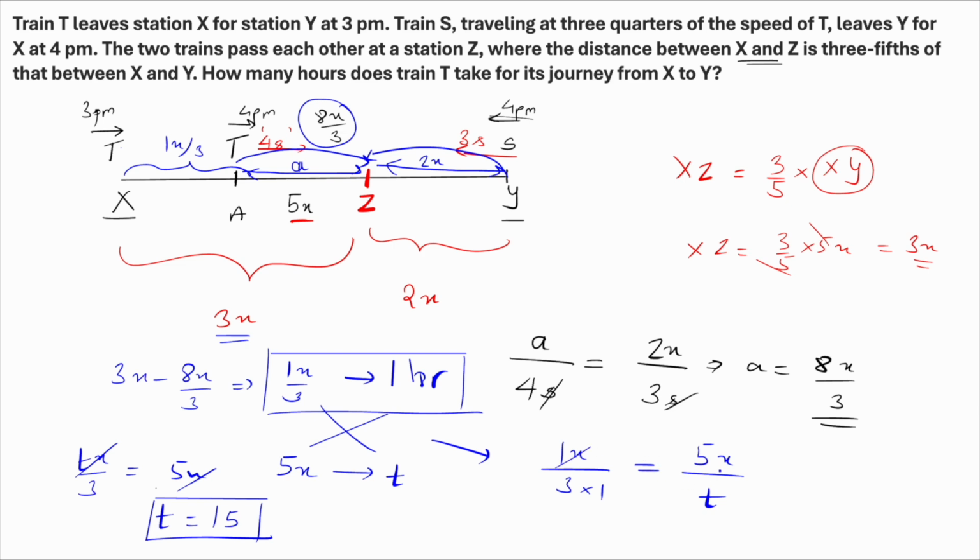So equating the two, once again, x gets cancelled out. You again cross multiply and you'll be landing up with t is equal to 15 hours. That's the answer to our question. How many hours does train T take for its journey from X to Y? The answer is 15 hours.